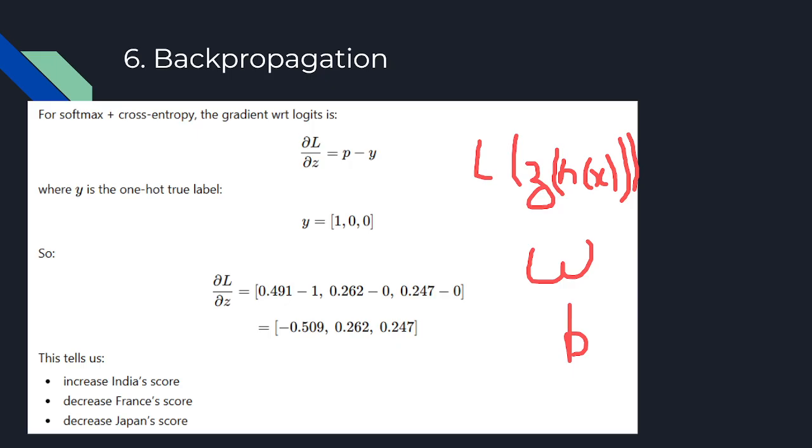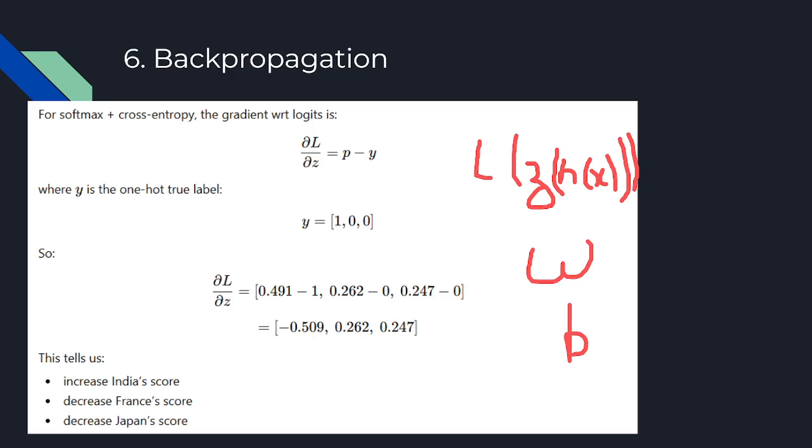Similarly, we use back propagation to fine tune those weights and knobs to make this loss function as low as possible, so that we can predict with higher confidence that we are getting India as the right value rather than France or Japan. That's what we are trying to do over here.